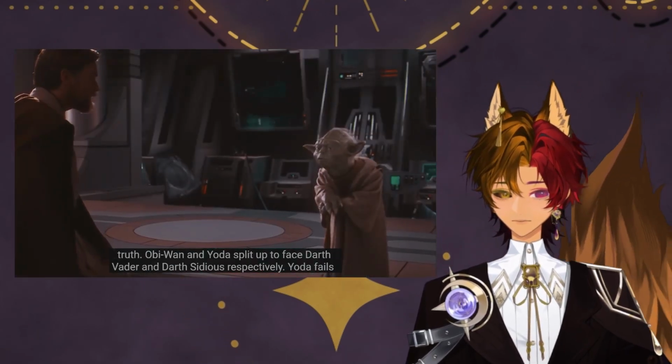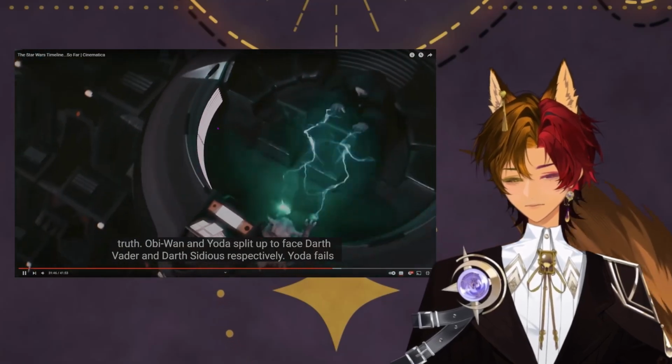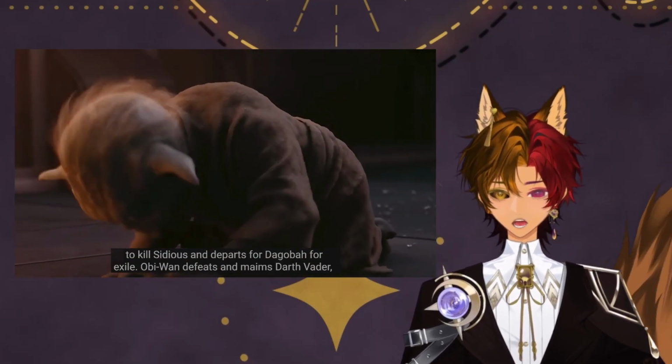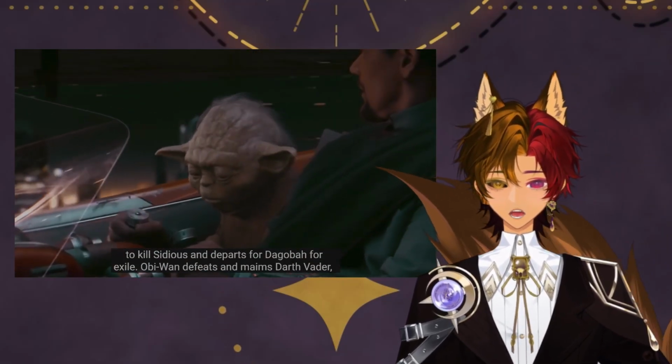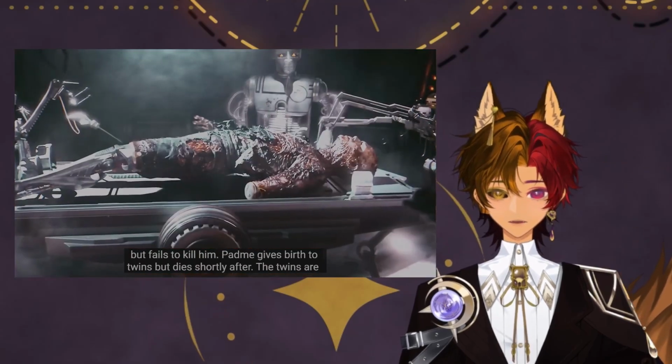Obi-Wan and Yoda split up to face Darth Vader and Darth Sidious respectively. Yoda fails to kill Sidious and departs for Dagobah for exile. Obi-Wan defeats and maims Vader but fails to kill him.